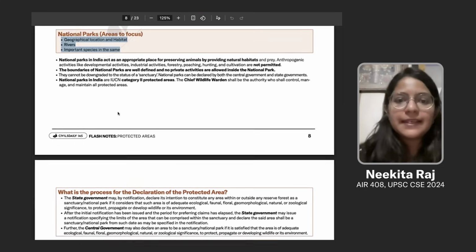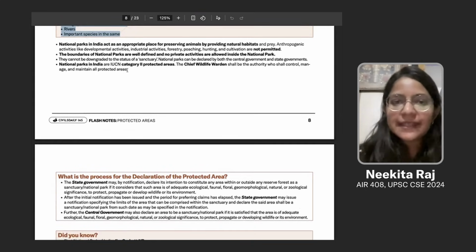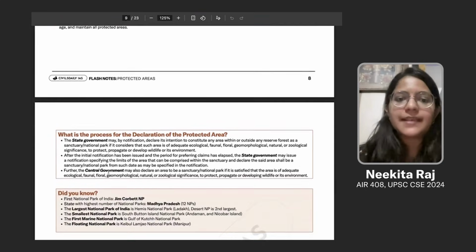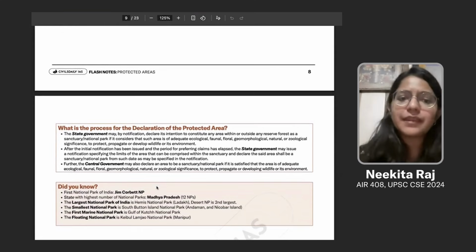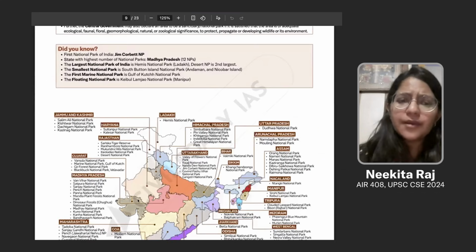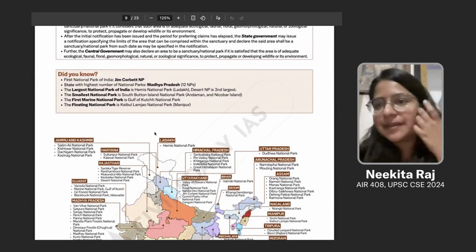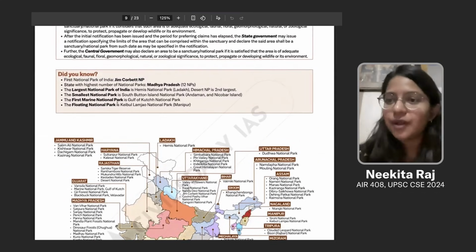So you can see that here it has been mentioned what are national parks and what is the process of declaring something as a protected area. Then there is a did you know column, which gets interesting as you read along, so you can check your knowledge of whether you know about these things or not. Just go read about it.